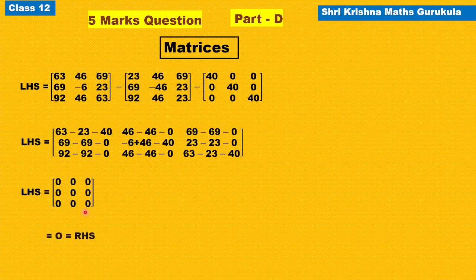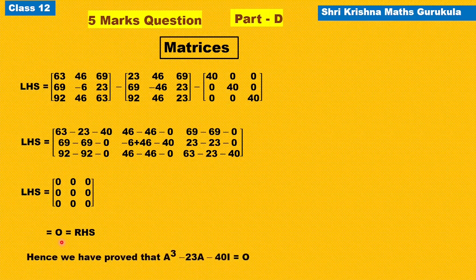Yes. So now this is O, which is the null matrix, which is equal to RHS. So hence we have proved that A cube minus 23A minus 40I is equal to O.